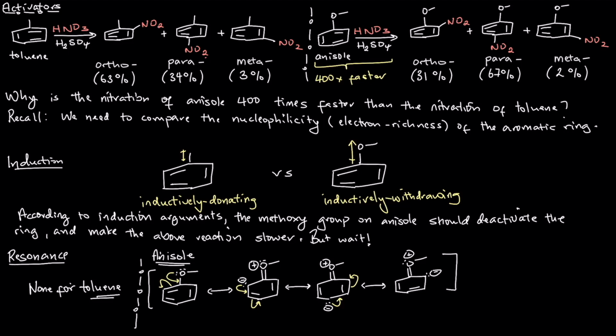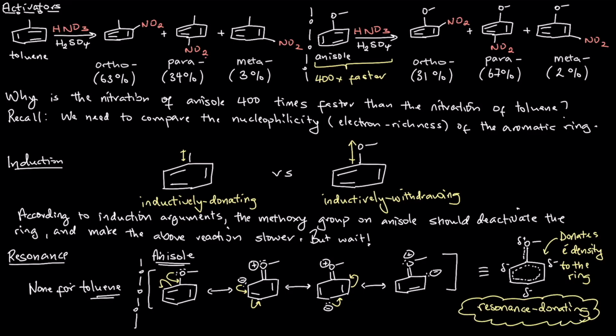But note that if you think about the resonance forms here, let's draw the resonance hybrid of this molecule. So consider the resonance hybrid of anisole. Note that the methoxy group in anisole effectively donates electron density to the ring. And that's really important because although the methoxy group is inductively withdrawing, it's actually resonance donating, which would then make that ring significantly activated towards electrophilic aromatic substitution.